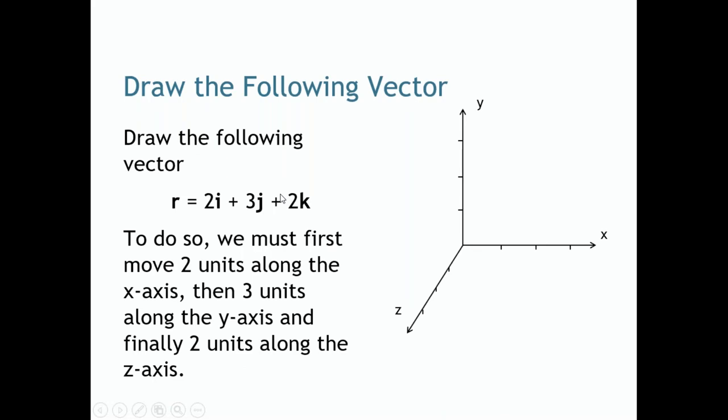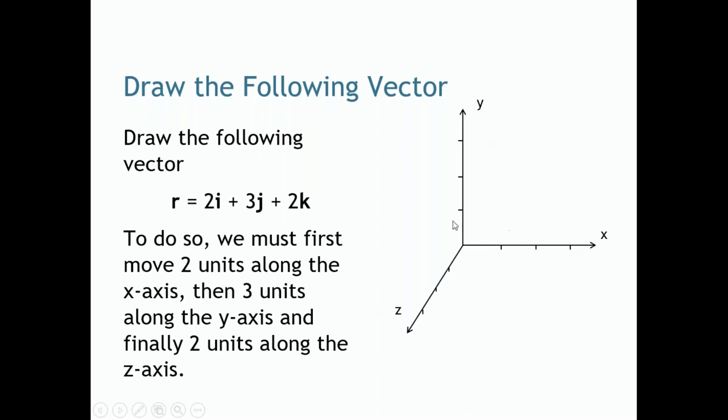Now let's draw a vector using this equation here. We have r is equal to 2i plus 3j plus 2k. What this is telling us is that r is equal to 2i, so it's along the x-axis: you take the distance 2 along the x-axis, and 3j, you take your distance 3 along the y-axis. Now 2k is telling you take two distances along the z-axis.